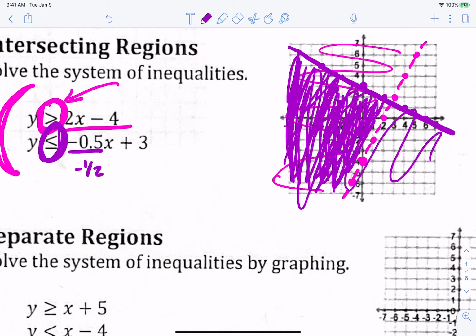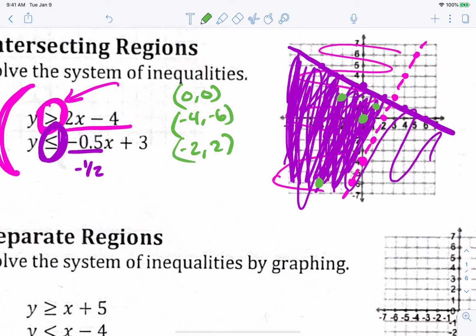So name me a coordinate that lives in that region. 0, 0. -4, -6, right here. -2, 2. You betcha, that's there. So we said 0, 0, -4, -6, -2, 2. Any of those dots? 1, 1 technically works, yes. What about 2, 0?